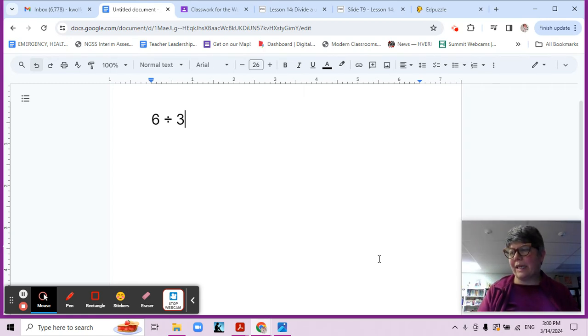Right, here we go. Lesson 14, video 2. And as you can see, we already have a problem on the screen, 6 divided by 3. So what does the 6 represent in this division problem?